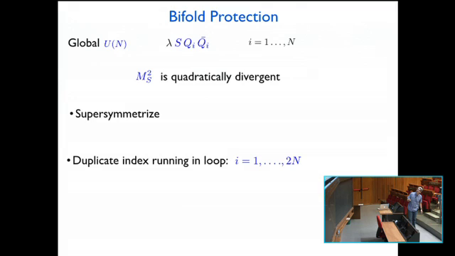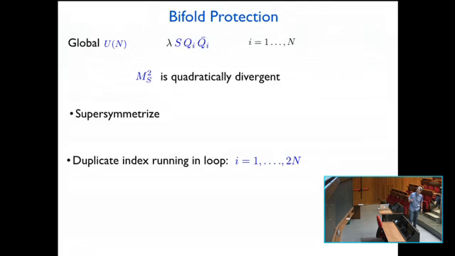Suppose you have a global U(N) flavor symmetry, which is this U(N). So I have a singlet, and I have these fermions, which are fundamental of the U(N). And then we have this simple coupling between the singlet and these fermions. And of course, in this setup, the singlet has a quadratic sensitivity to UV scales, it is quadratically divergent. This is the obvious thing.